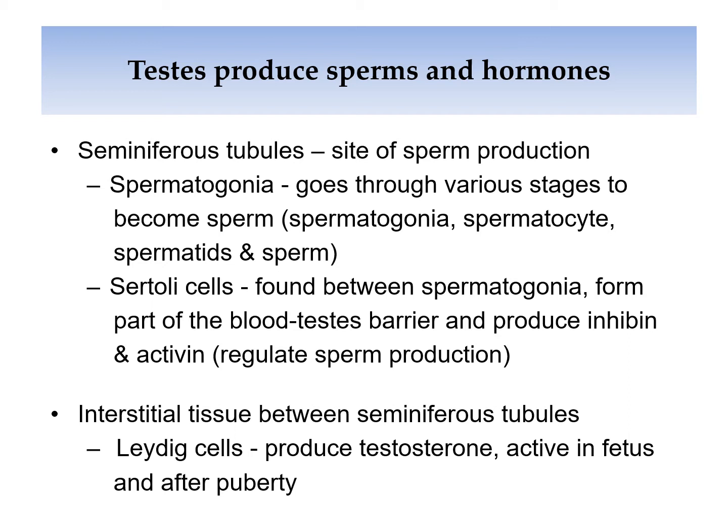So the testis consists of seminiferous tubules, as I mentioned, and that's where the sperm is produced. But you don't have to go into greater detail. In this slide, you get an understanding of what the different cells do. Essentially, the Leydig cells are the hormone cells, producing testosterone. The Sertoli cells support and produce all kinds of materials, including the blood-testis barrier, to ensure that your antibodies don't attack your sperm.